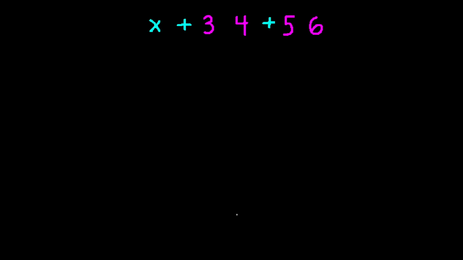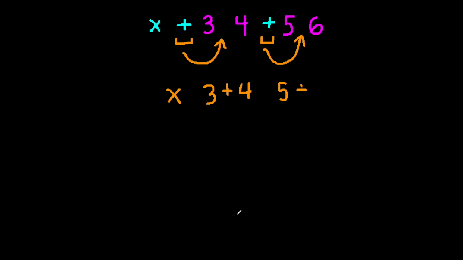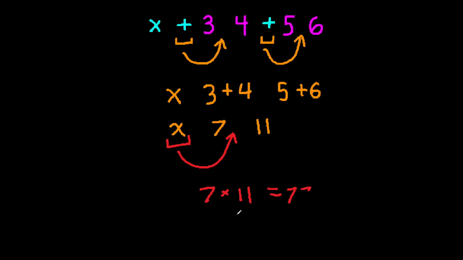To solve this new example, we'll first look at the two innermost operators, and then we'll move them in between the next two operands. Rewriting this expression, we get multiplication, 3 plus 4, and then 5 plus 6. If we evaluate this, we get 7 and 11. Next, we move the remaining operator in between the newly evaluated operands, which gives us 7 times 11 equals 77.